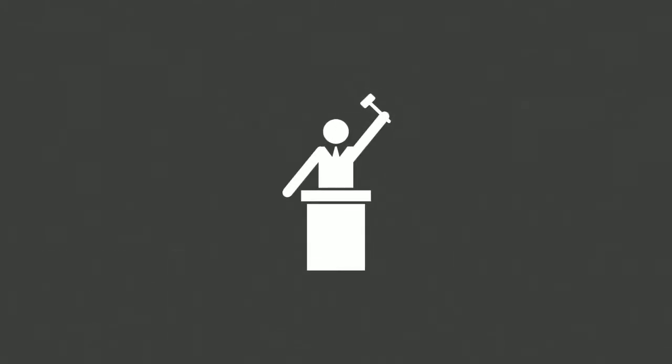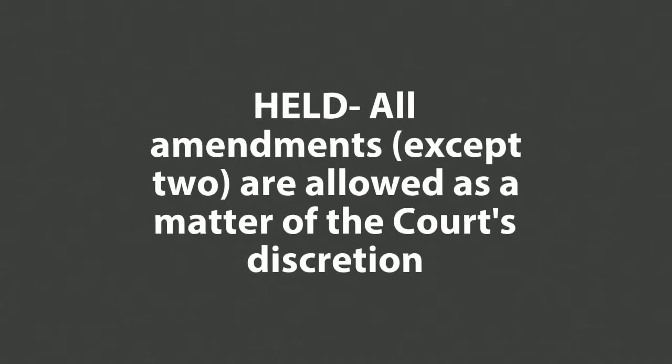The court then exercised its discretion under Section 105 of the Act in determining whether the proposed amendments be allowed. It was held that all of the proposed amendments, except two, were allowable under Section 102 of the Act, and that the allowable amendments should be allowed as a matter of the court's discretion. The court then granted leave to be heard in relation to the remaining amendments that were not allowable under Section 102.